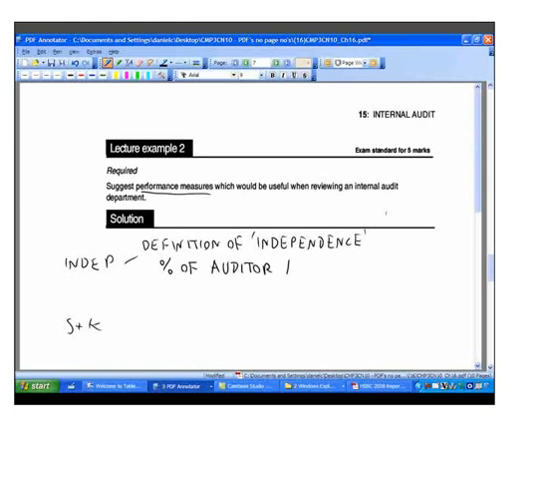The other way you could measure this one is by getting some feedback from perhaps stakeholders or those being audited on the perceived independence of your team. But this is a tricky one because it's always going to be a bit subjective.